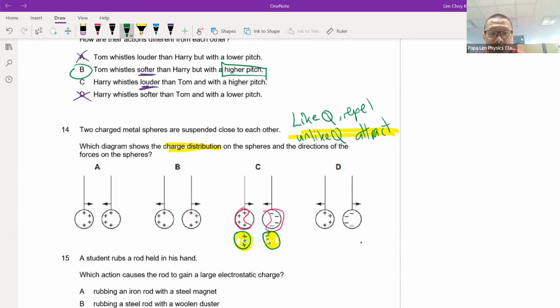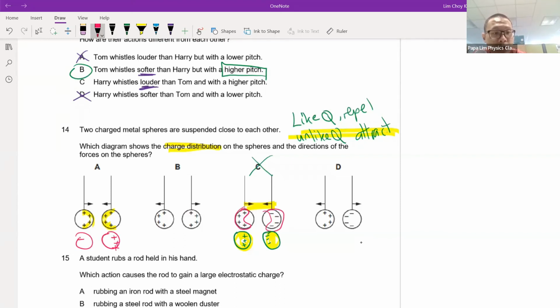So that's why option C is out, because the charge distribution is wrong, even though the direction of the forces is correct. A will also be out. If it's like charge, it definitely has to repel. Looking at this arrangement, the charge distributions are going towards each other, so they are like attracting, but because they are like charges, they should be repelling from each other. So the charges on this object should be placed further away from each other.